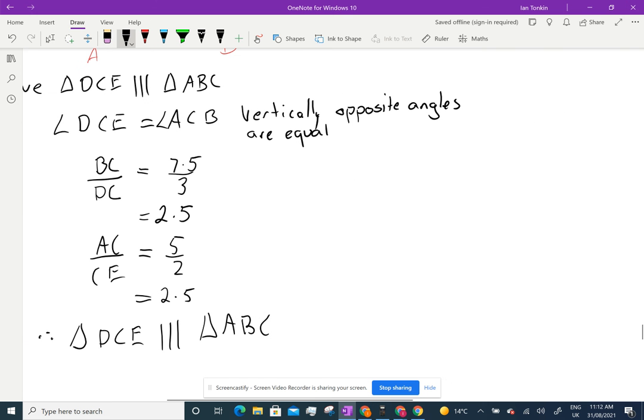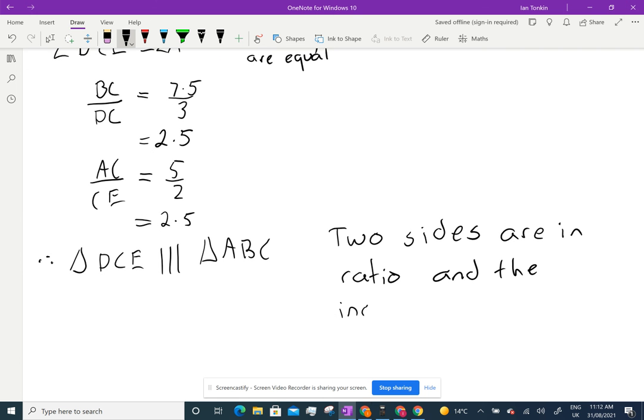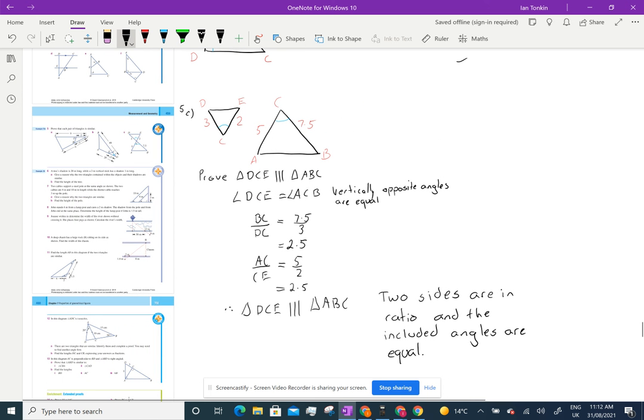Why? Because two sides are in ratio and the included angles are equal. Okay. So that's question 5.